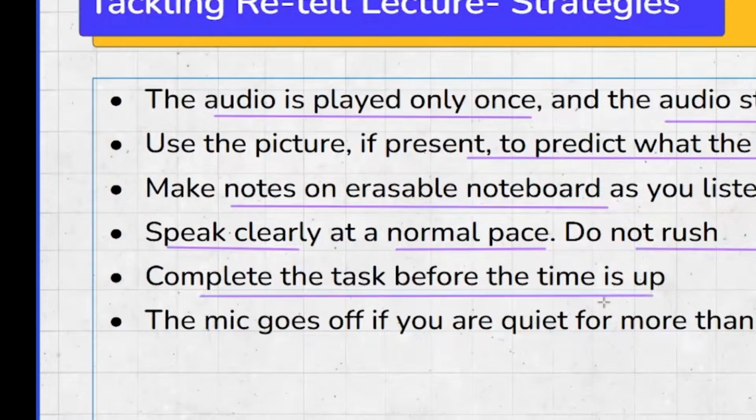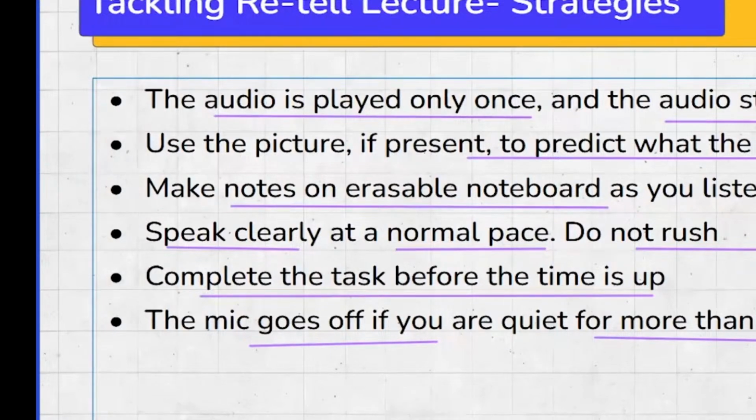Complete the task before the time is up, and do remember that the mic goes off if you are silent for more than 3 seconds. So these are important things that you need to keep in mind while responding to this question. Now, one tip that I would like to give you is that as you are speaking, do not worry too much about the mistakes. Just stay calm and continue if you happen to make a mistake, because by self-correcting, not only will you be losing time, you will also be losing your points. So don't take unnecessary pauses or hesitate too much in the response. Don't keep correcting yourself, right?